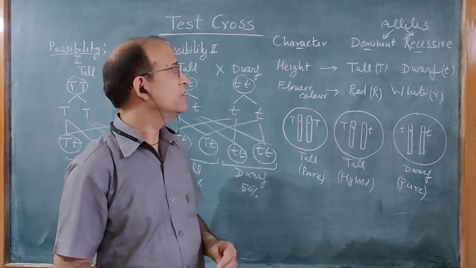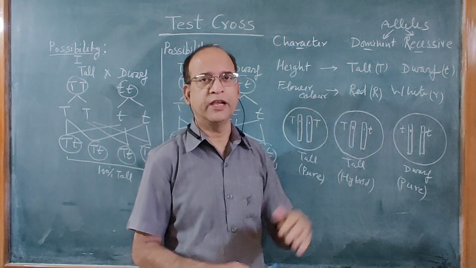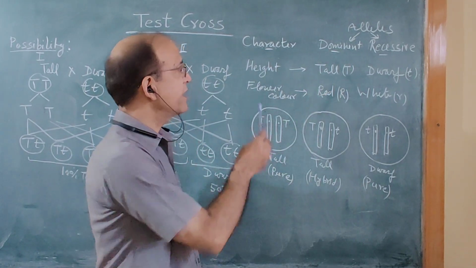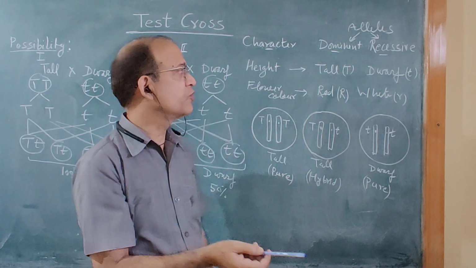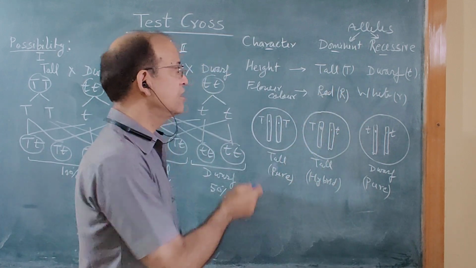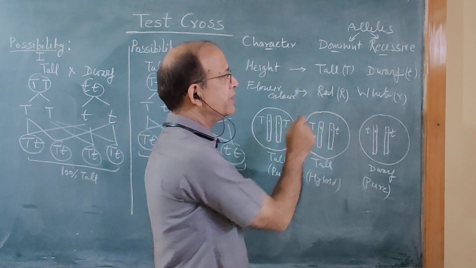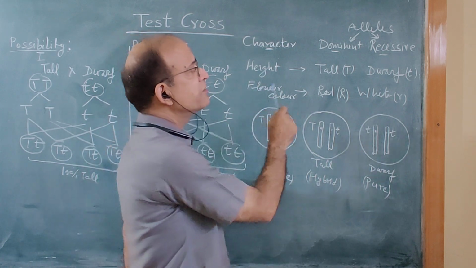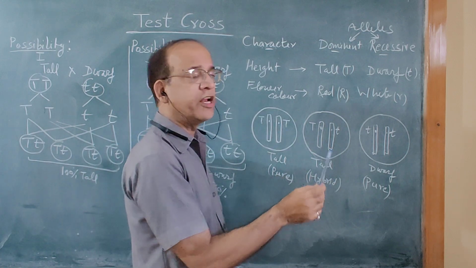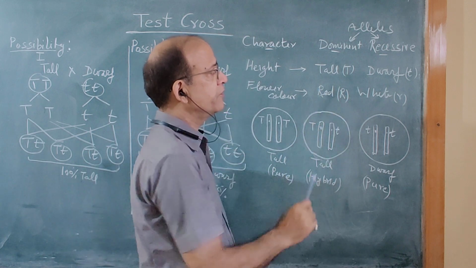As you know, for each character there are two alleles. Say for example, the character is height and its two alleles are tall and dwarf. Suppose another character, flower color, there are two alleles, red and white. So for each character, since there are two alleles, it is called an allelic pair. One allelic pair is tall and dwarf, another allelic pair is red and white.